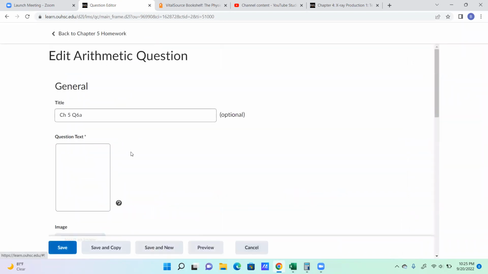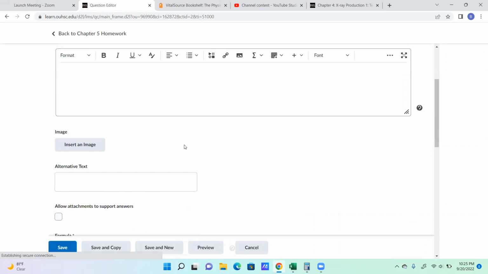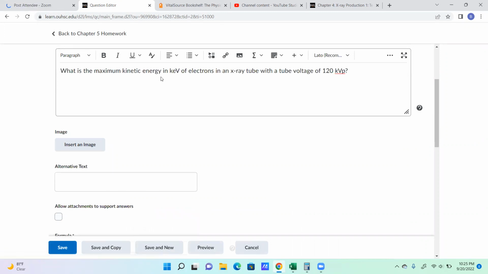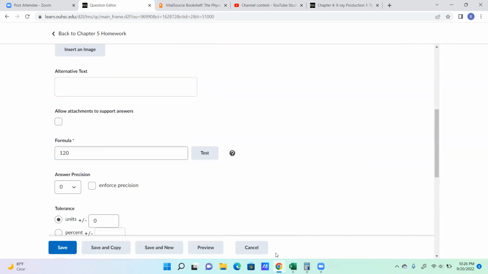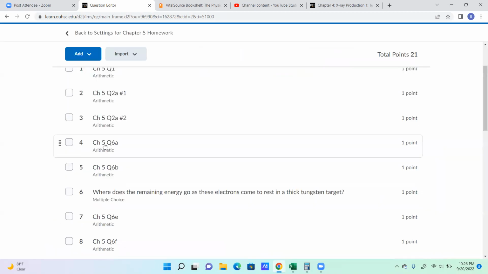For number 4, what is the maximum kinetic energy in keV of electrons in an X-ray tube with a tube voltage of 120 kVp? The maximum energy is basically going to be the same as whatever this value is, but you slap a keV at the end of it. That's pretty much how you work that one.